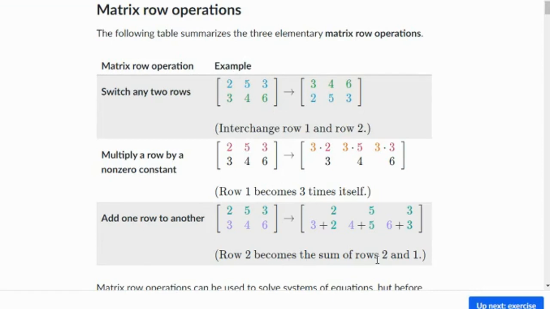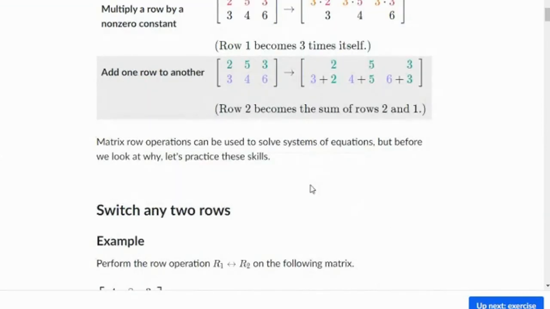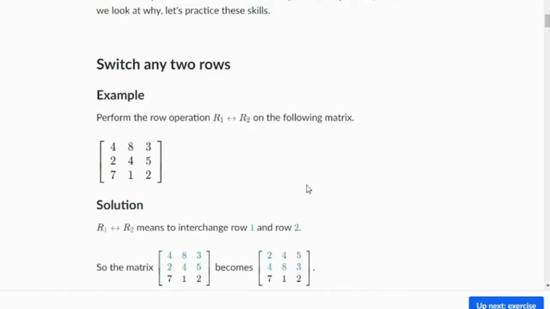Or you could add rows to one another. So row 2 becomes row 1 and row 2 added together: 2, 5, 5, 9, 3, 9. So we use that to solve systems of equations.